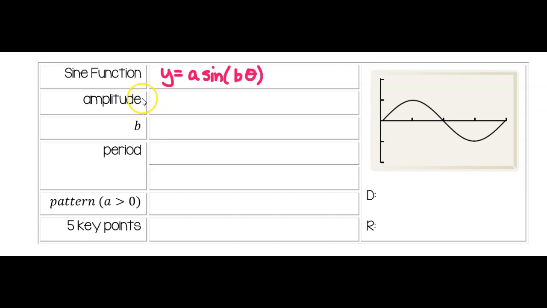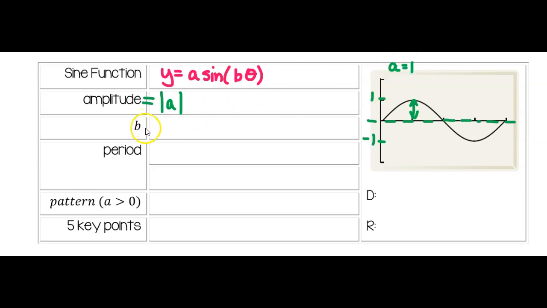Amplitude is going to be the absolute value of a. Remember, amplitude measures half of the distance between the maximum and the minimum. If we look at this graph, the highest it goes is 1, and the lowest it goes is -1. So half of the distance between 1 and -1 would be 1. If we drew our midline, we can see that the peak is a distance of 1 from it. So in this particular example, our a value will be 1.